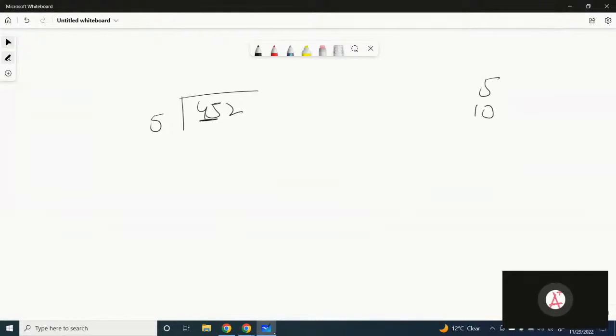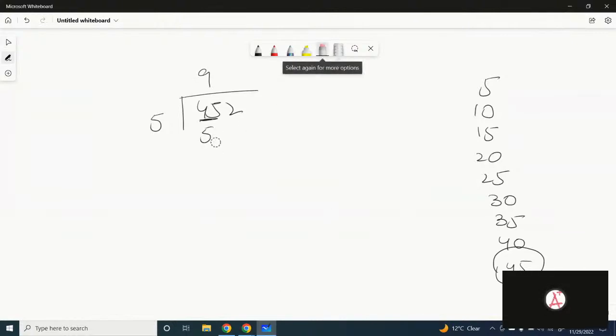5 times 1 is 5, 2 is 10, 3 is 15, 4 is 20, 5 is 25, 6 is 30, 7 is 35, 8 is 40, and 9 is 45. Here we have 45. We can go for 5 times 9. 5 times 9 makes 45. So 45 subtract 45 makes 0.